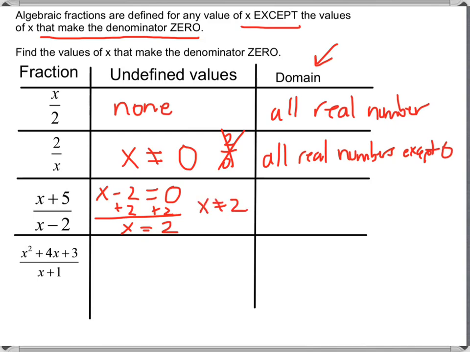You're not allowed to put 2 in, because if I replace x in the numerator with 2 and x in the denominator with 2, the numerator would be okay, it would be 7, but the denominator would be 0, and so then you're left with something that's undefined. So x can't be 2, and so the domain is all real numbers except 2.